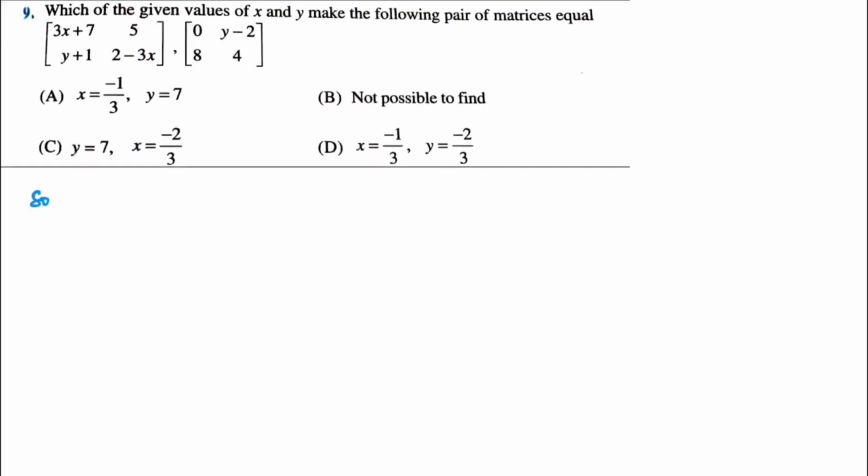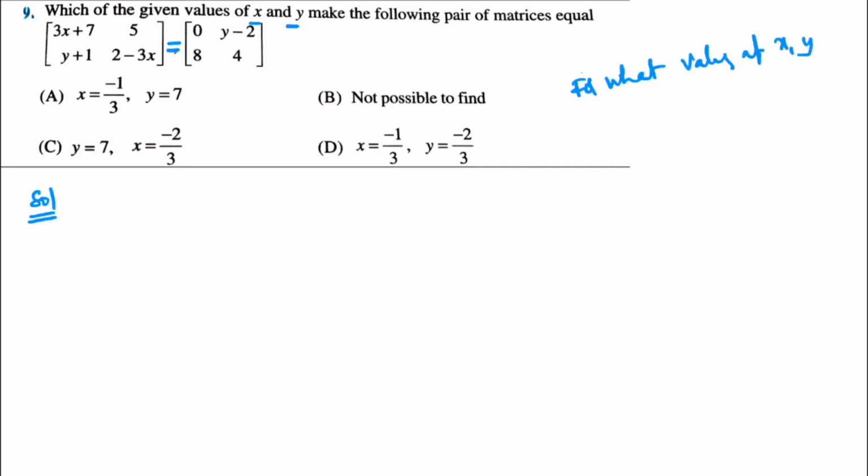Now see this question. They are given: find the values of x and y if the following pair of matrices are equal. They are saying these matrices are equal. Then what they are asking? Find the values of x and y. For what values of x and y these two matrices are equal? What is the question? For what values of x and y given matrices are equal?